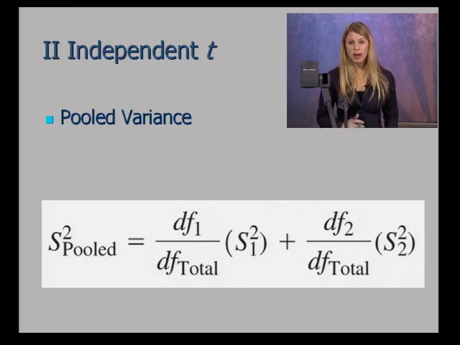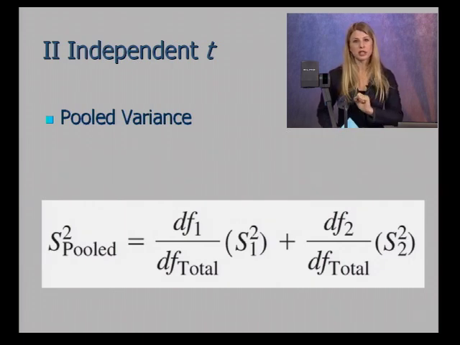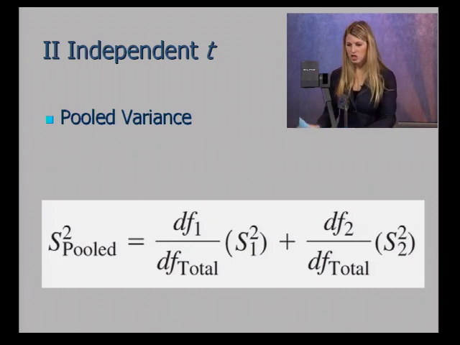So go ahead and try and calculate this pooled variance. Just plug in the first variance and the second variance, plug in your degrees of freedom, and you should come up with a pooled variance. Go ahead and pause the video, come back and check your answers in a minute.